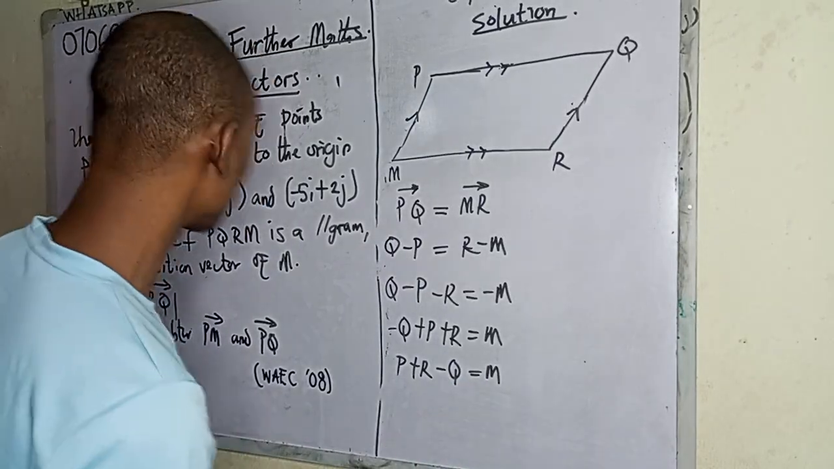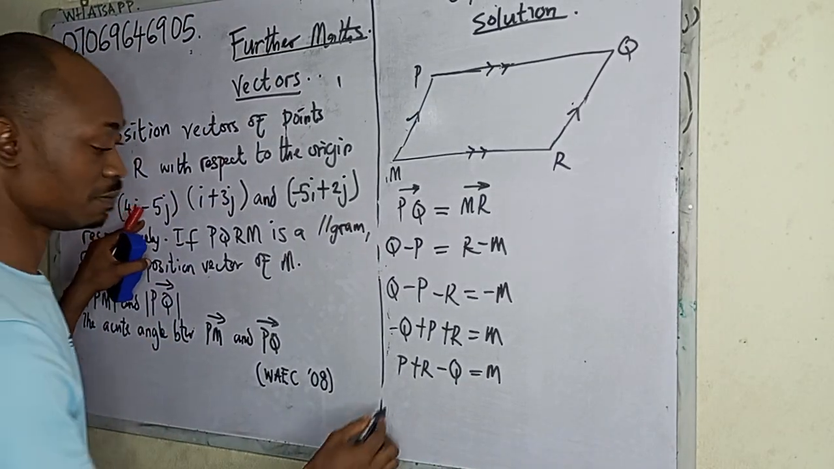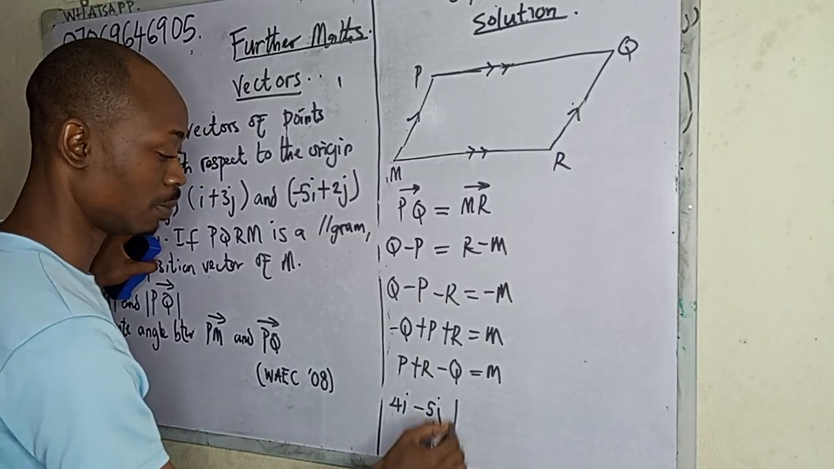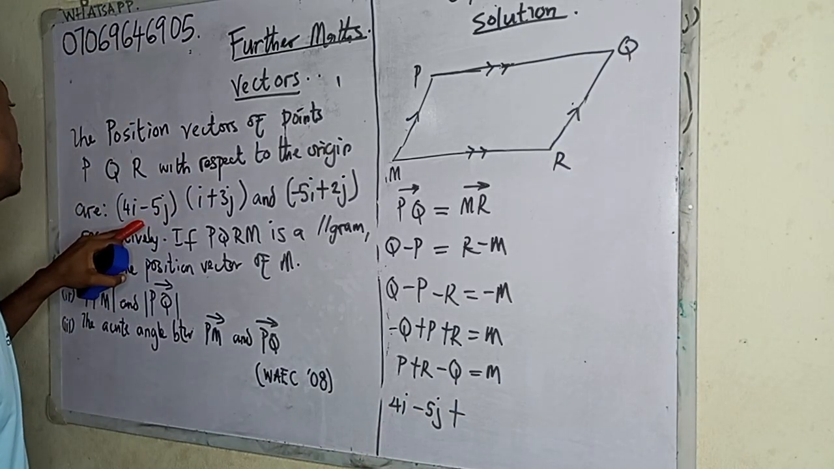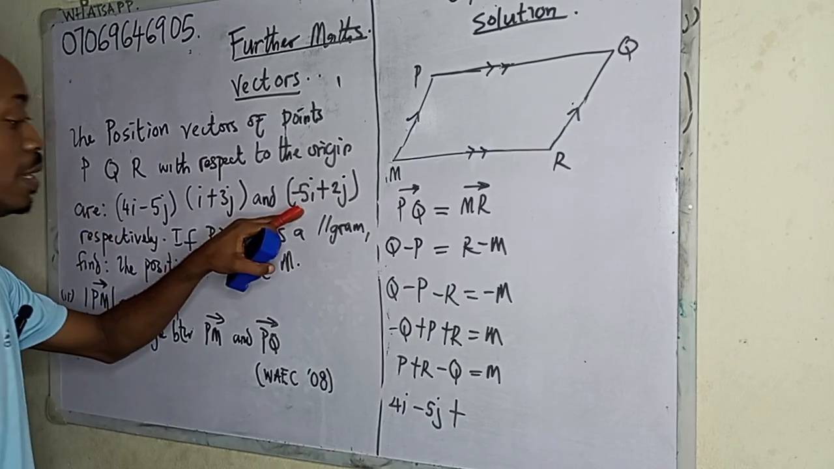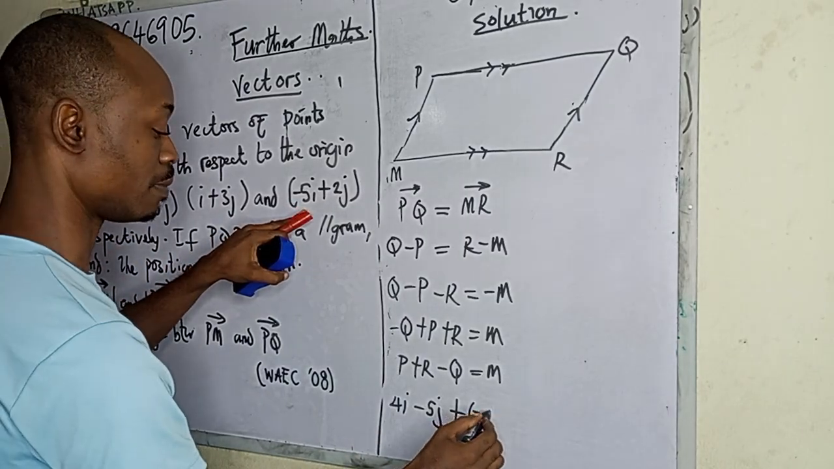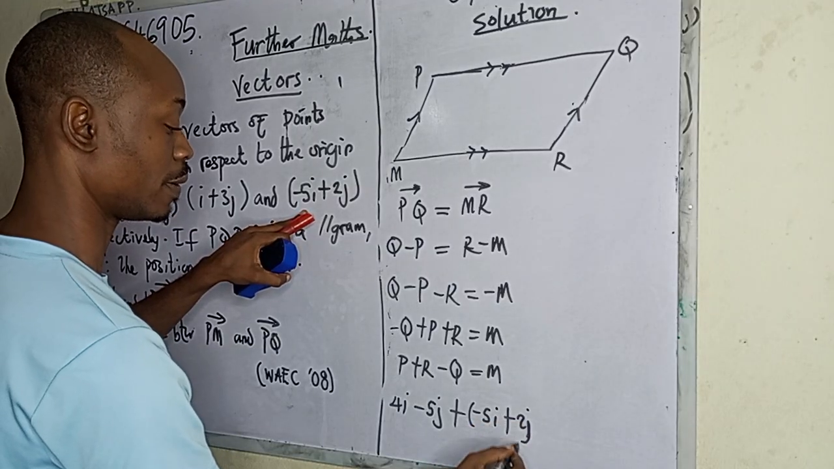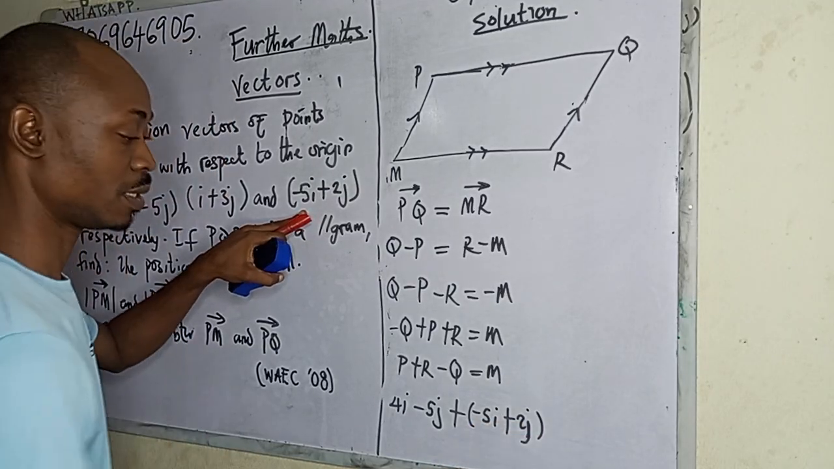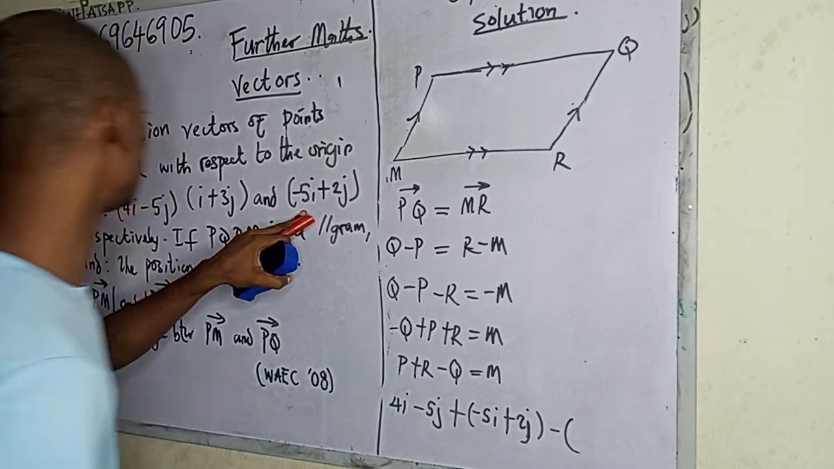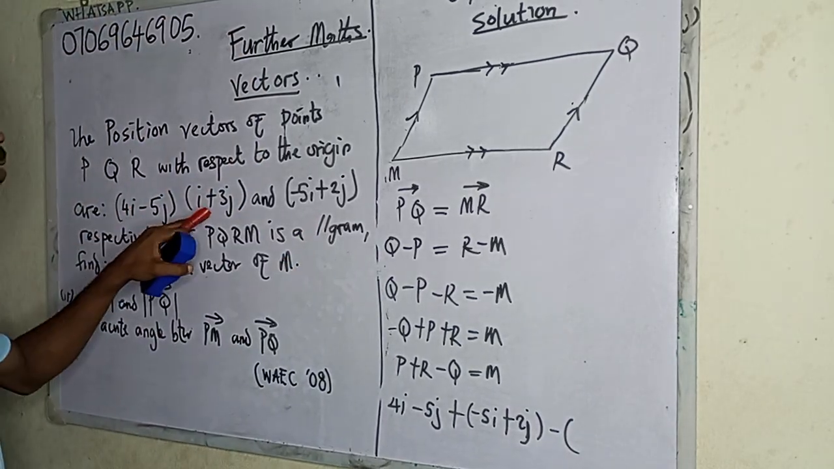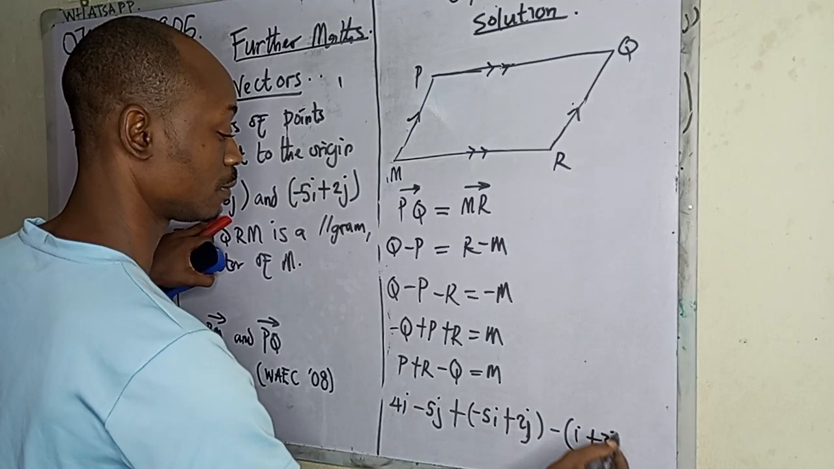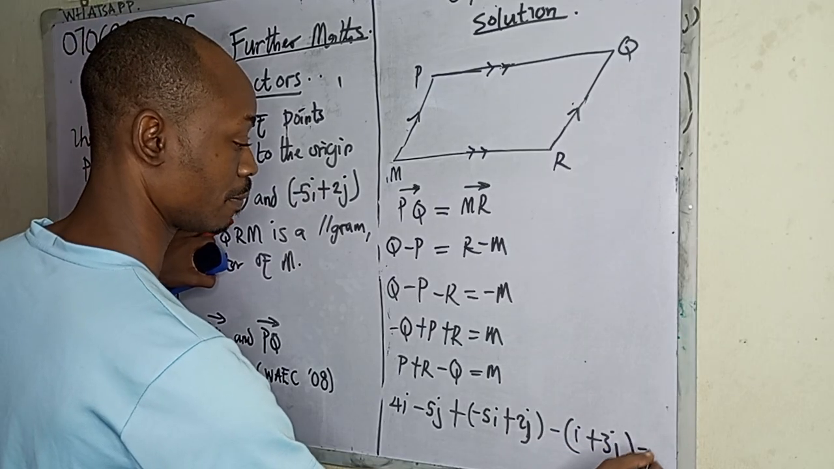So what's our P? P is 4i minus 5j. So we have 4i minus 5j plus R. R is the last one here. Let's open the bracket. That's minus 5i plus 2j. And that's R. Minus Q. Q is the one in the middle here. That's i plus 3j. And that's our M.